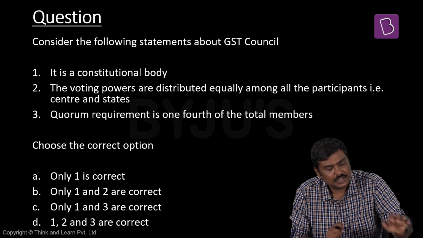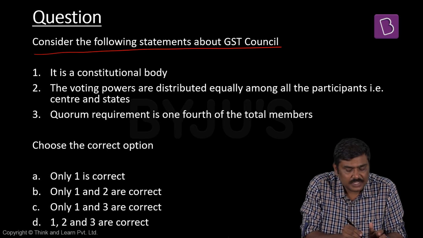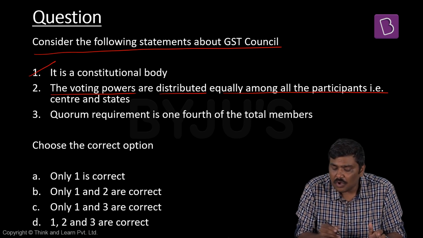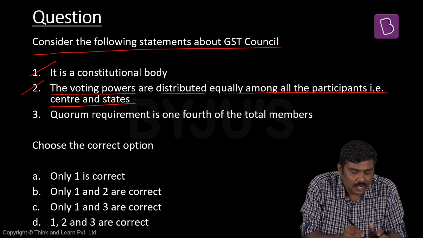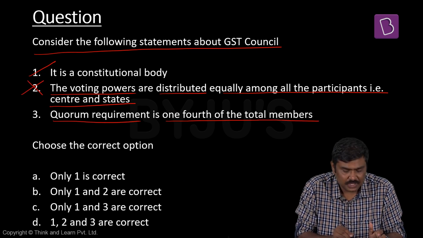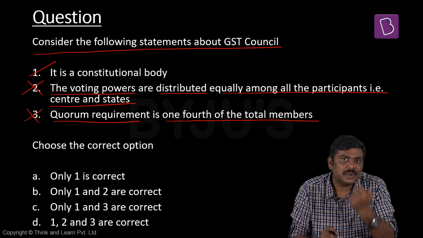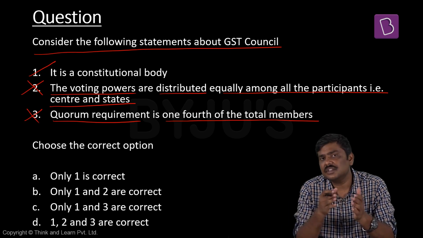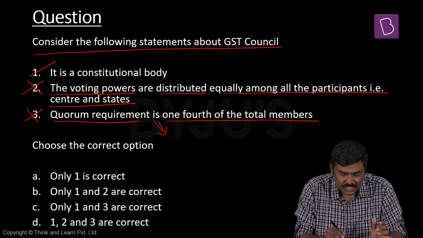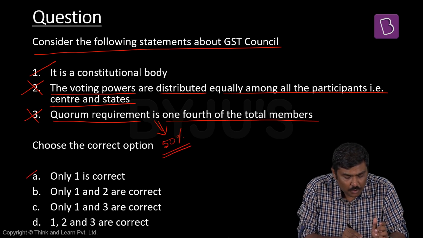Now based on this, let's solve the question. Consider the following statements about GST Council. It is a constitutional body, true. The voting powers are distributed equally amongst all the participants, that is center and state, wrong. Quorum requirement is 1/4 of the total number of members, wrong. What do you mean by quorum? The minimum number of members that must be present so as to start the discussions in the GST Council. And the quorum requirement in the case of the GST Council is 50%. So the right option will be option A.